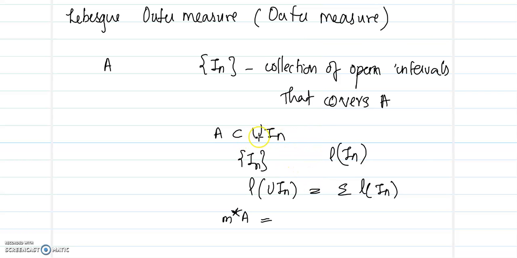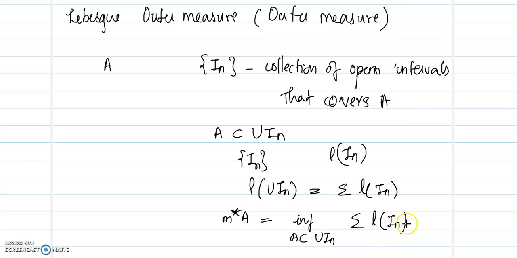So we can find many coverings of A. For each covering, I can find out the length of the covering. So m star of A, the outer measure of the set A, is defined as the infimum over all the coverings, so the infimum over all unions I n of the summation of the length of I n. So the infimum of all such summations of lengths is defined to be the Lebesgue outer measure of the set A.